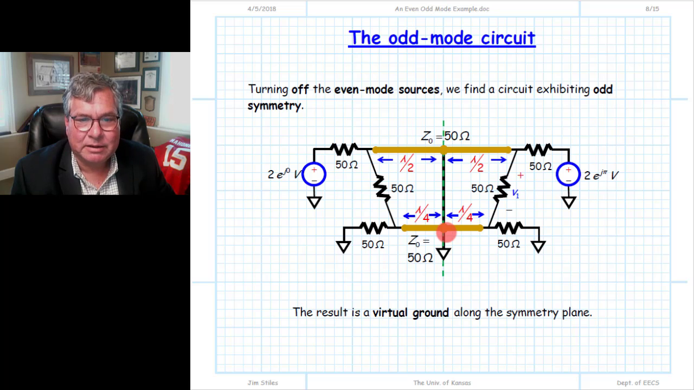And because we have this virtual open and this virtual ground or virtual short, we can analyze the structures relatively easily. We can divide them into two half structures and analyze each one individually.